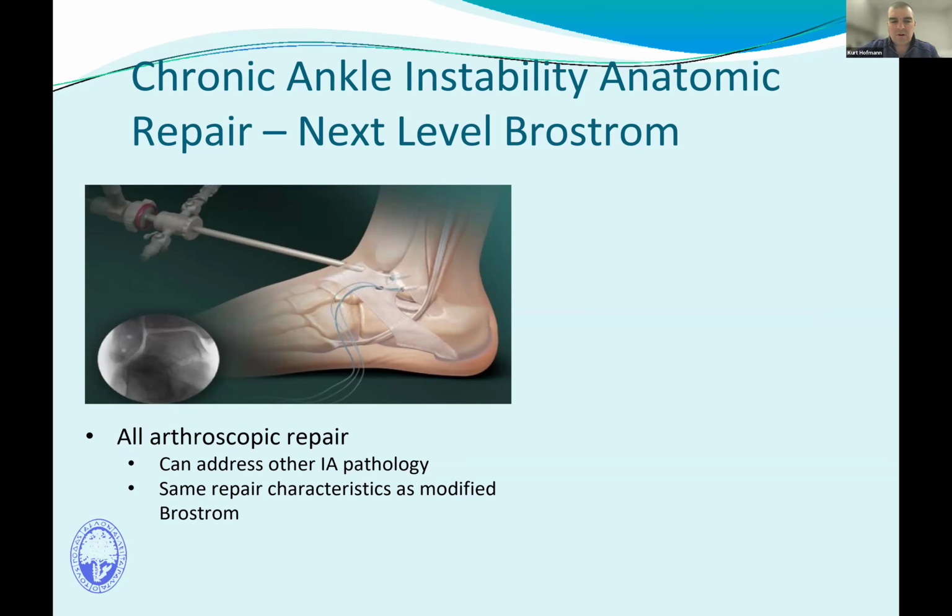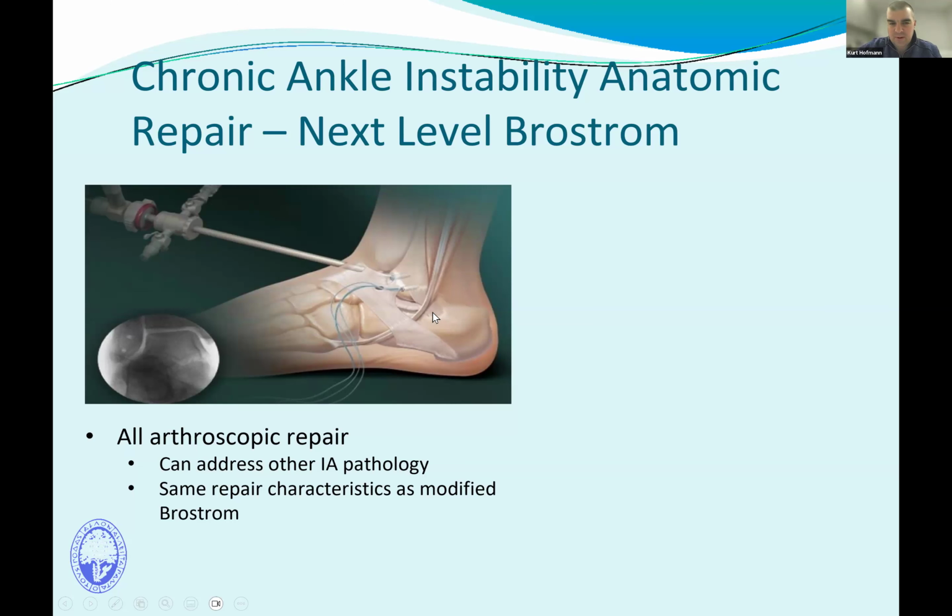So now this is done all arthroscopically. Again, you can look at other intra-articular pathology. You can look for osteochondral defects. You can look for synovitis. You can take out bone spurs. You can do a lot of other things intra-articularly through the scope with only the same 2 incisions, whereas before they would need multiple incisions around the ankle. The anchors are passed arthroscopically as well, again, through a small incision. I'll show you a couple pictures of what that looks like intra-articularly in a second.